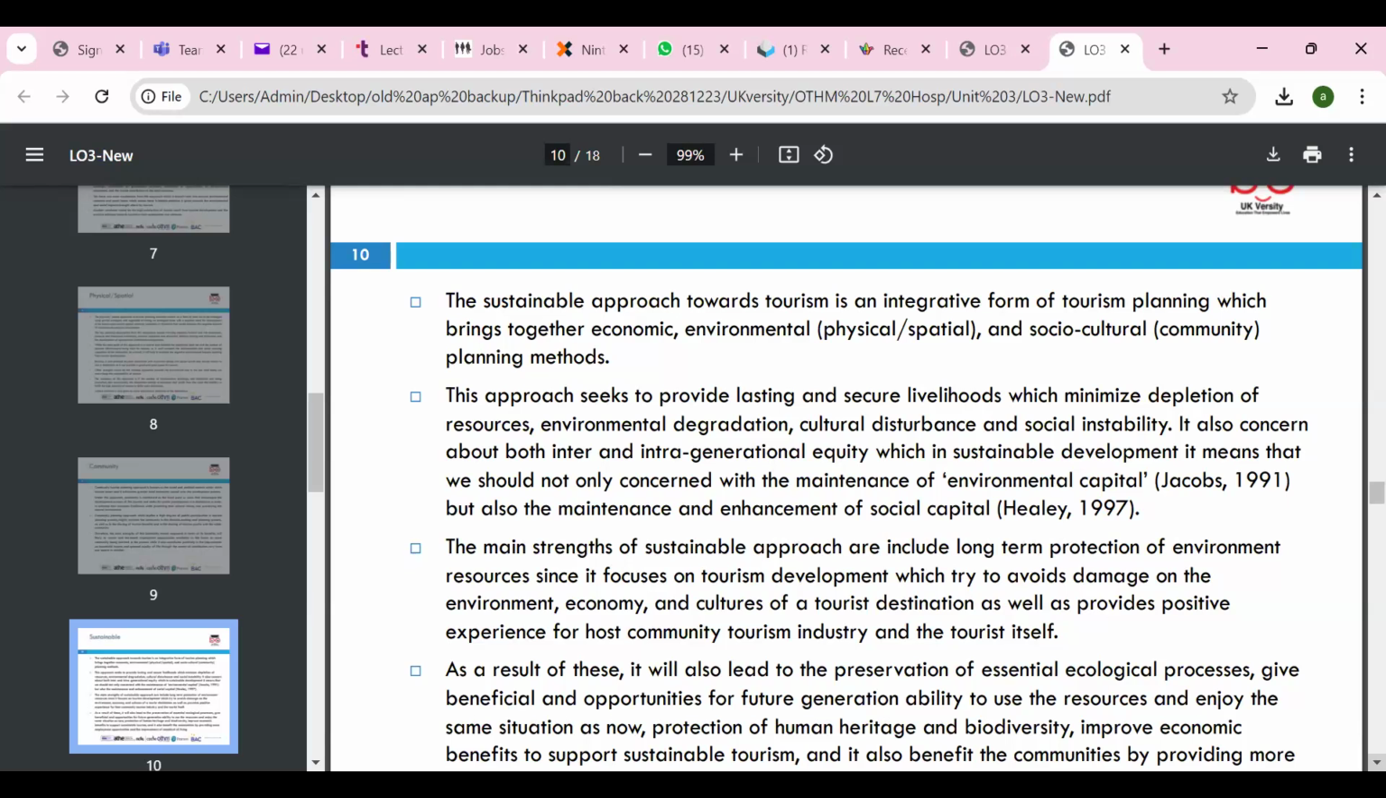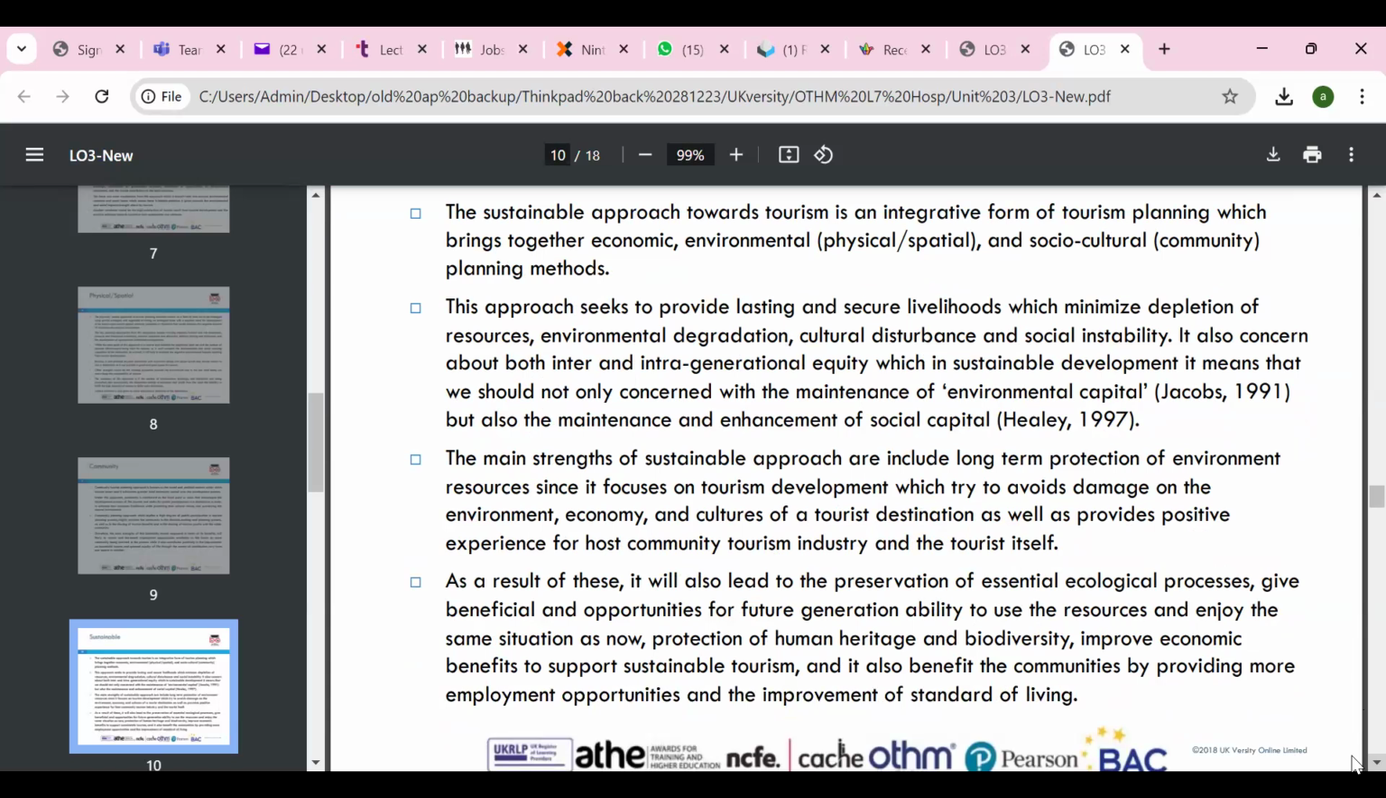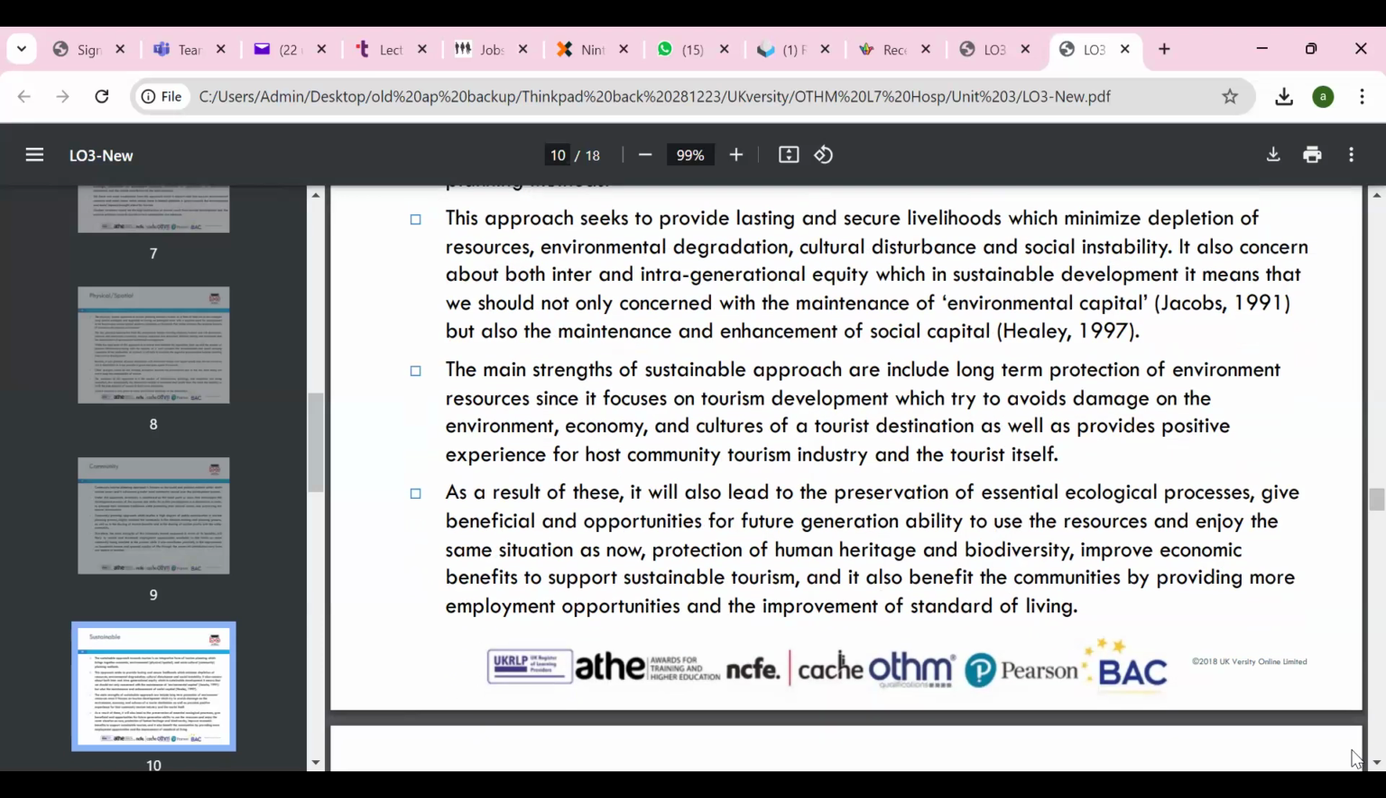And also concern about intra- and inter-generational equity, which is sustainable development. It means we have to maintain environmental capital and maintain the strength of sustainable development: the protection of the environment, the profit, meeting the needs of the current generation without compromising the needs of future generations. We have to look at environmental, economic, cultural and social factors, so ecological processes benefit, with opportunities for future generations, the ability to enjoy, and the protection of human heritage and biodiversity. All these we need to look at.